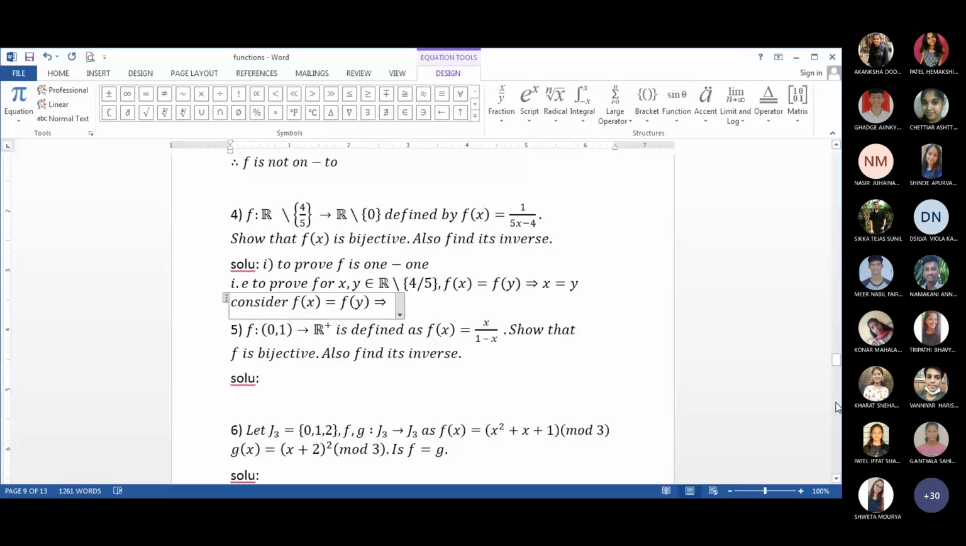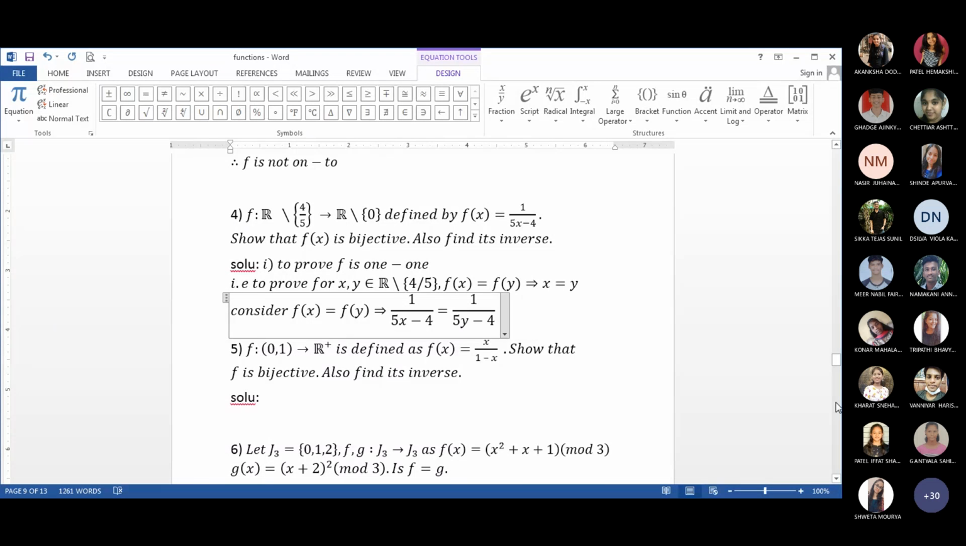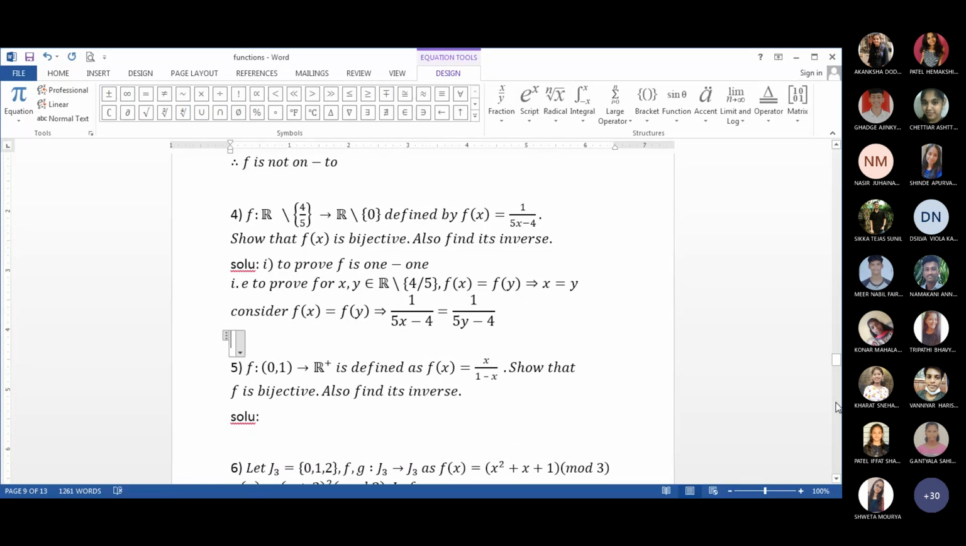Okay, we start with f of x is equal to f of y. So what is my f of x? 1 divided by 5x minus 4 is equal to 1 divided by 5y minus 4. This is what is f of x equal to f of y.